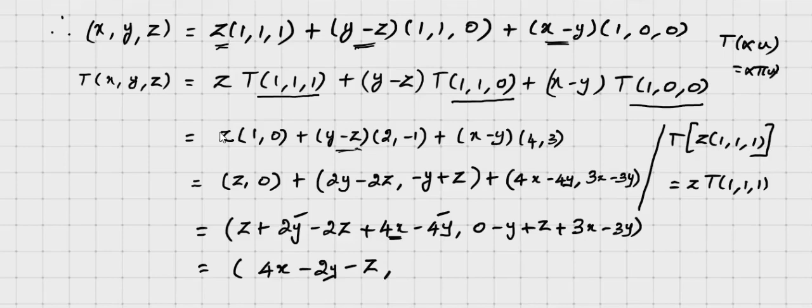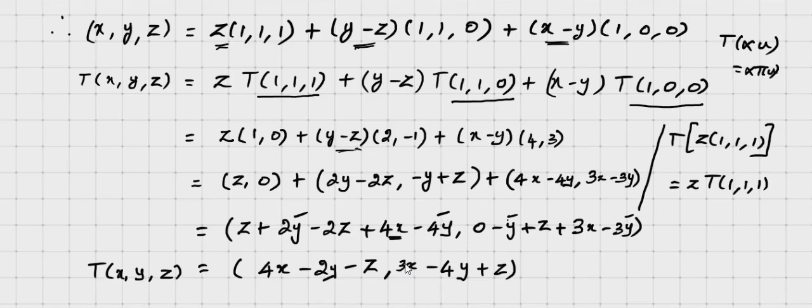And the second component here, first 3x, then the y terms were minus y and minus 3y, so minus 4y, then plus z. So this is the formula for t of x comma y comma z.